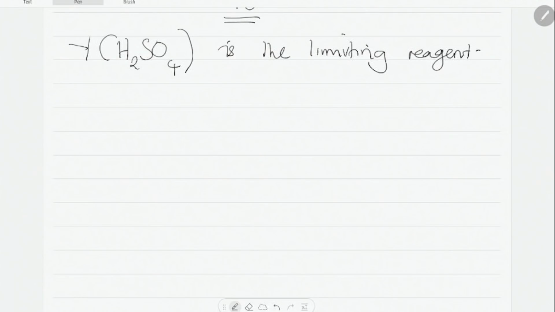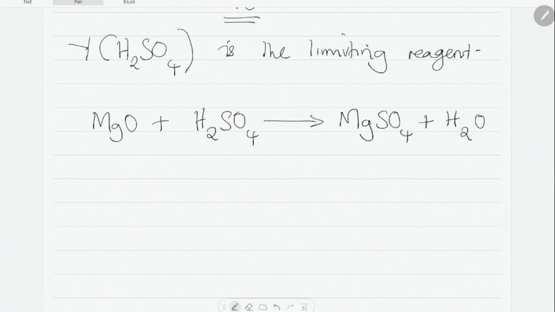So from the equation, we are going to say magnesium oxide plus H2SO4. This will give us magnesium sulfate plus H2O. We have a balanced equation. So the next step is we pick out what we've been asked from the question and then we start solving. What we've been asked here is to calculate the mass of magnesium sulfate. So we are going to say magnesium sulfate.